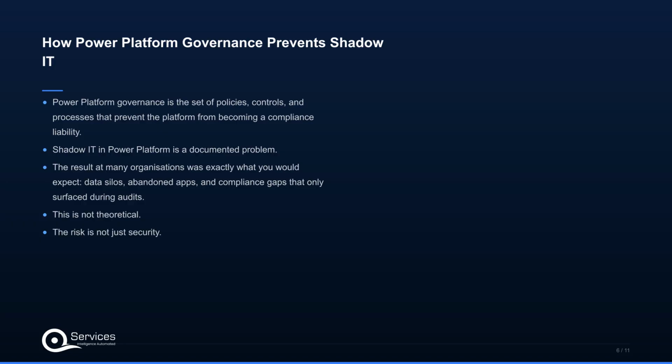The result at many organizations was exactly what you would expect: data silos, abandoned apps, and compliance gaps that only surfaced during audits. Power Platform governance prevents shadow IT through DLP policies, environment strategies, and approval workflows that ensure no app reaches production without IT review. This is not theoretical. We have seen firsthand how quickly ungoverned Power Platform deployments create security and operational debt that costs far more to remediate than a governance program would have cost upfront.